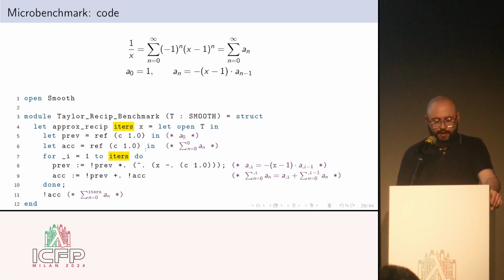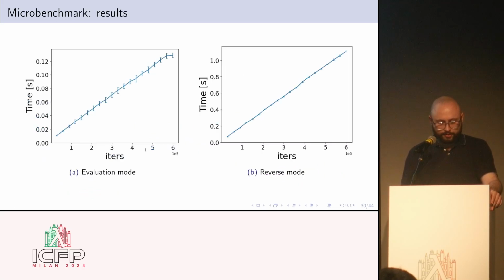So what we should expect is as we increase the number of iterations that we do, we should perform a constant multiple of work each iteration, so this should be O(n) with respect to iters. So let's look at a graph and see if that happens. So indeed it does. So here we have evaluation mode.